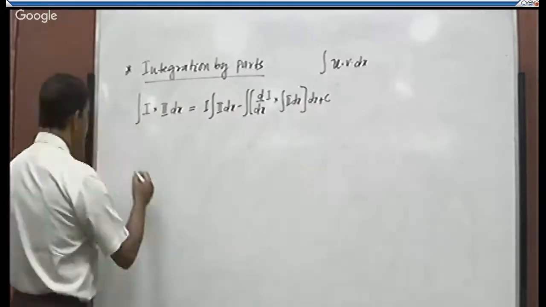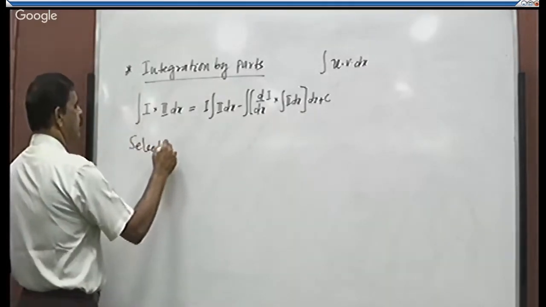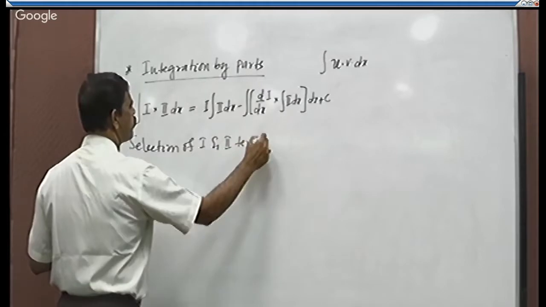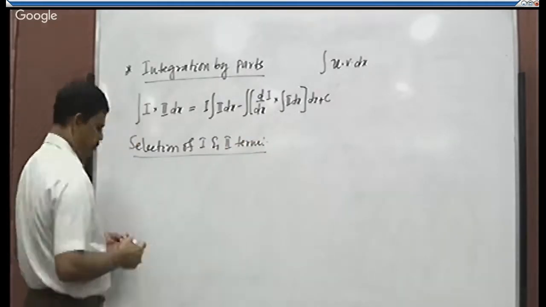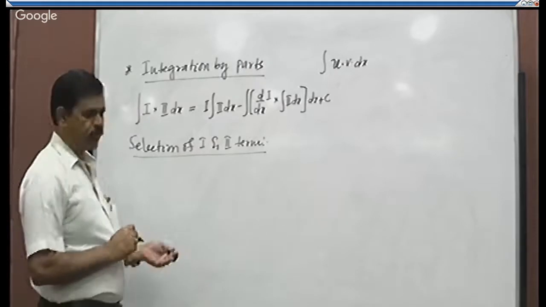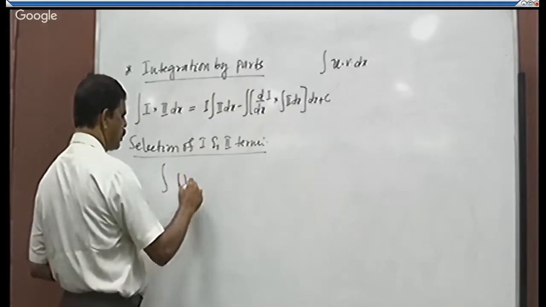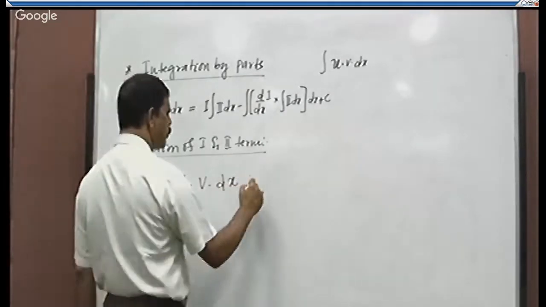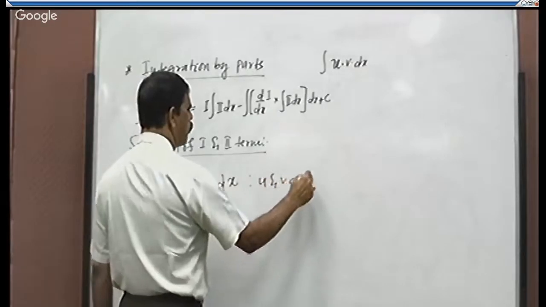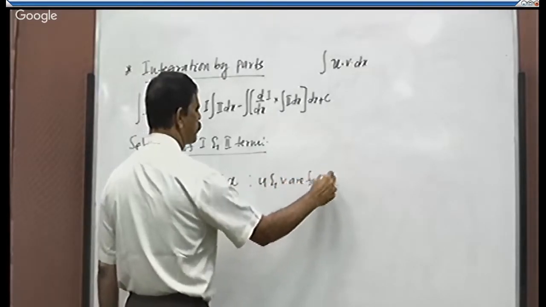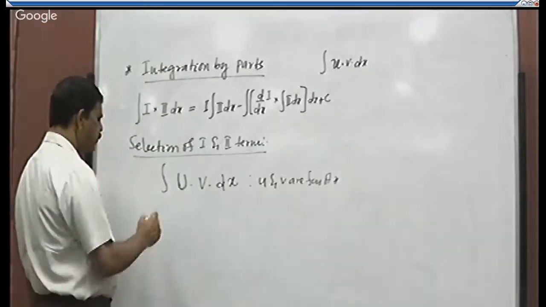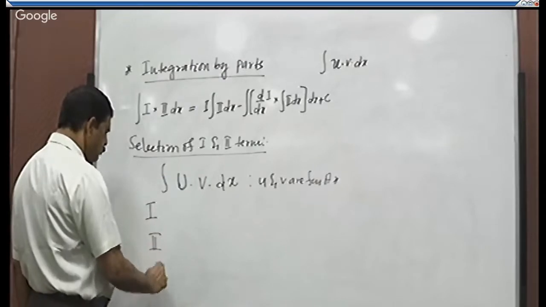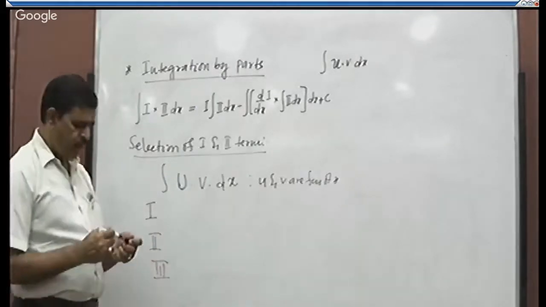The selection of first and second term is important. See, there are two terms, right? One is u, the other one is v into dx. U and v should be functions of x. There are three ways of selecting the first and second term.